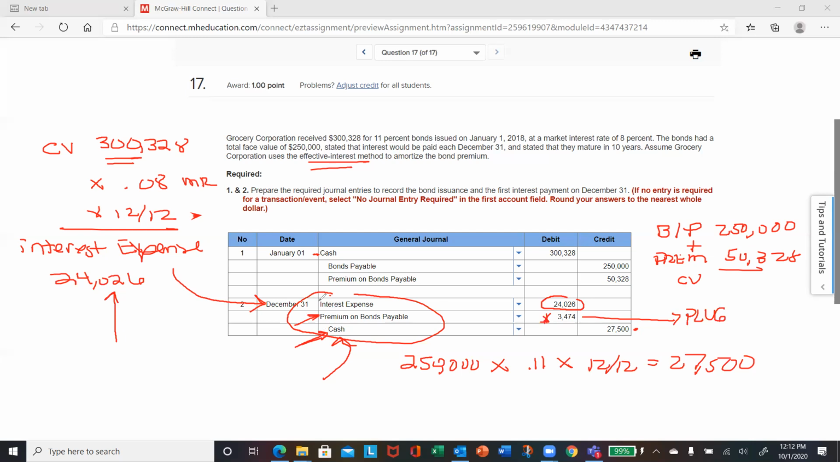So you can use this video and kind of go back and forth between problems 16 and 17 and make sure you study the differences and similarities between the straight line method and the effective interest rate method.